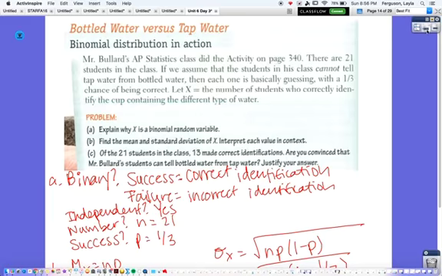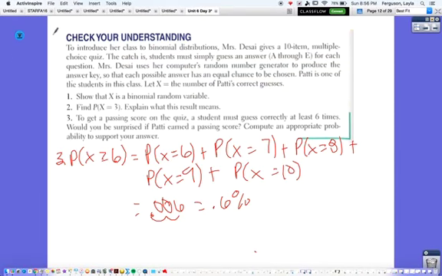If we look back at that last check your understanding, it says, to introduce her class to binomial distributions, Mrs. Desai gave a 10-item multiple choice quiz. The catch is students must simply guess and answer A through F for each question. Mrs. Desai uses her computer's random number generator to produce the answer key so that each possible answer has an equal chance of being chosen. Patty is one of the students in this class. Let X equal the number of Patty's correct guesses.